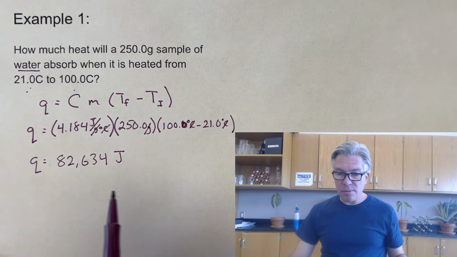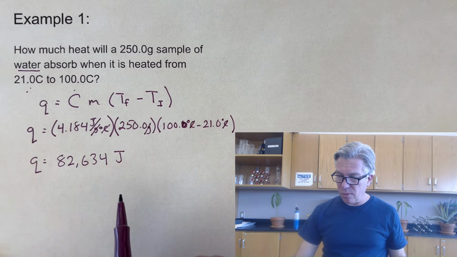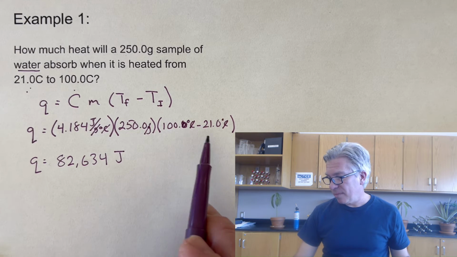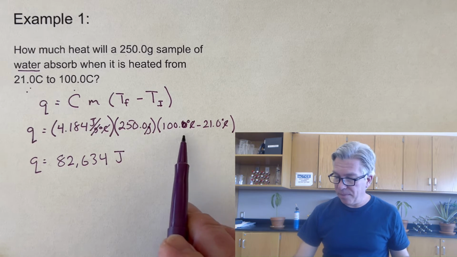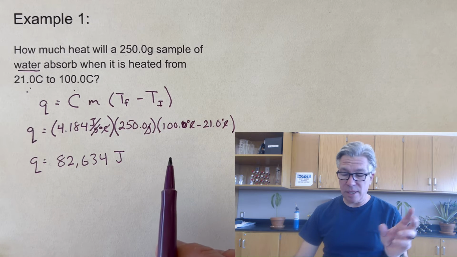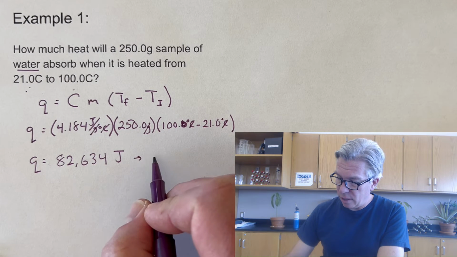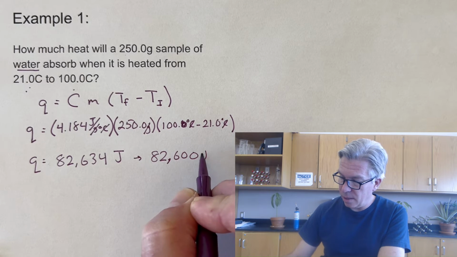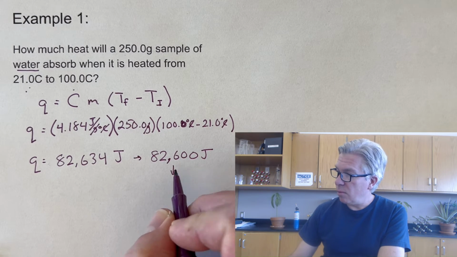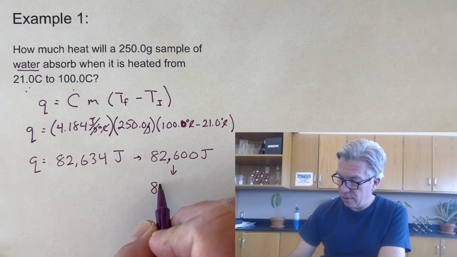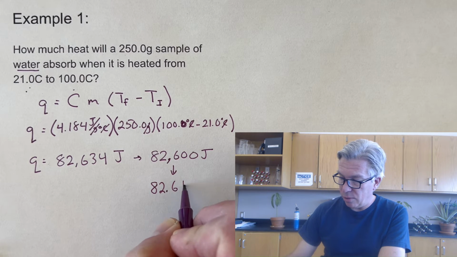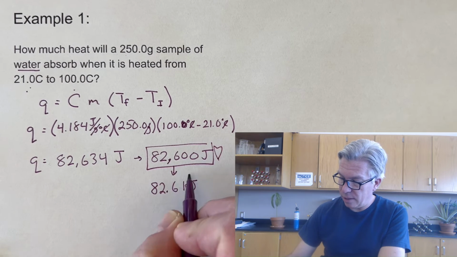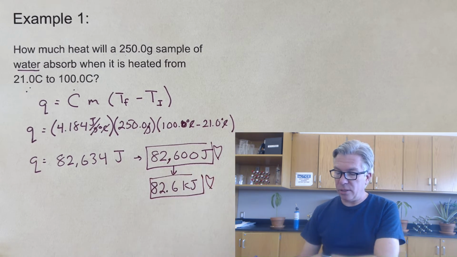Now this is a big number, and I think I can do a little bit better with it because I have 4 digits here, but really only essentially 3 digits here. And so I want to just round my answer and make it a little more generalized. So let's call it 82,600 joules. You may also want to put it in kilojoules at some point, so you're going to divide by 1,000, maybe 82.6 kilojoules. But that is your direct answer right there. Okay, so Q equals CM delta T.